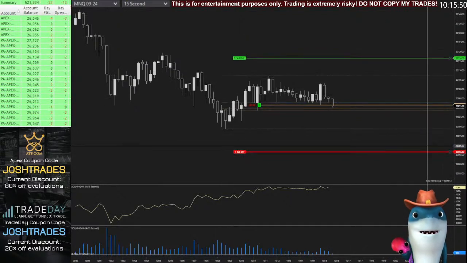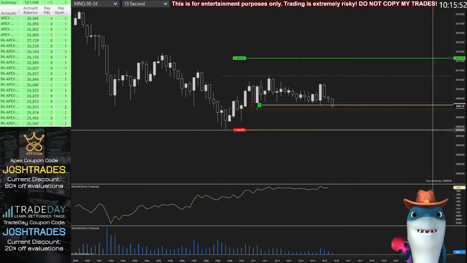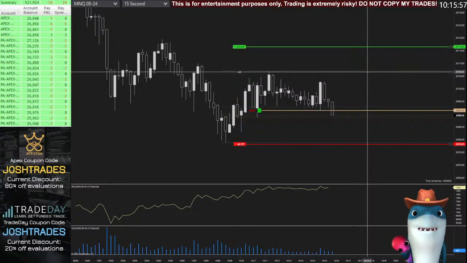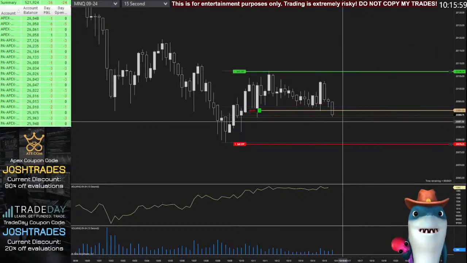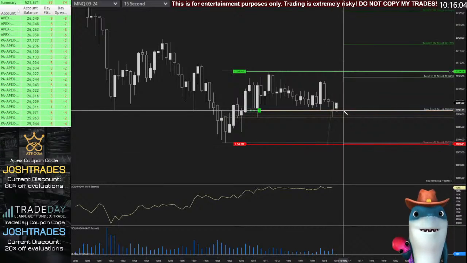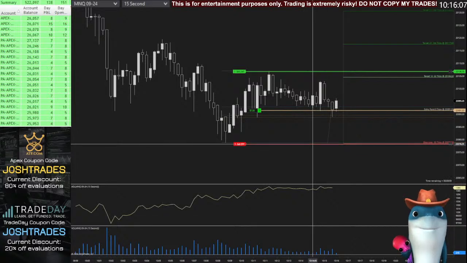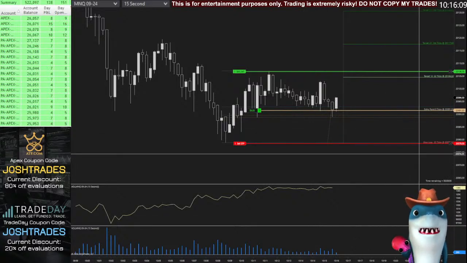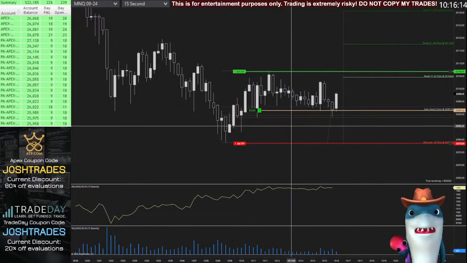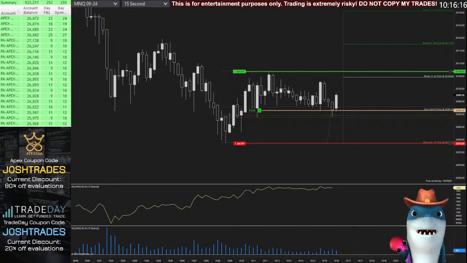There we go. Okay, I'm in. This chart's moving very fast. Set my target up here. You can see that this is a little better than 1-to-1. All right, here we go. So you can see that we're in micros. Again, I'm kind of forcing this trade just so I can actually put a trade on stream. But yeah, let's see what happens.